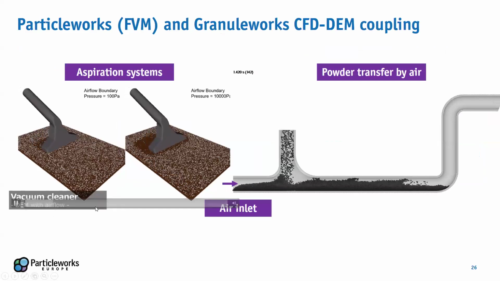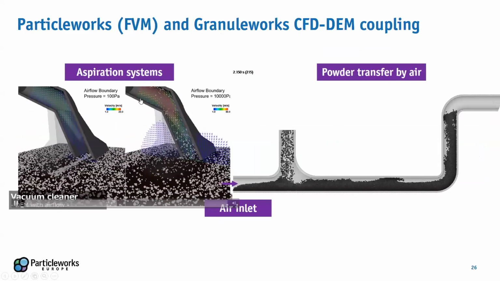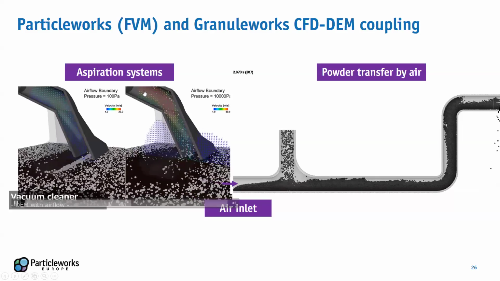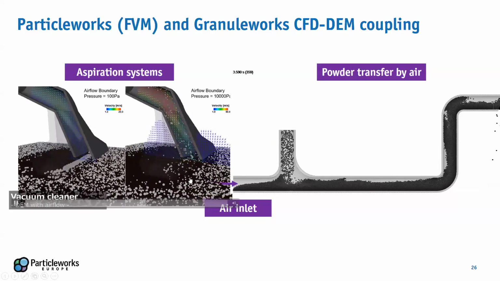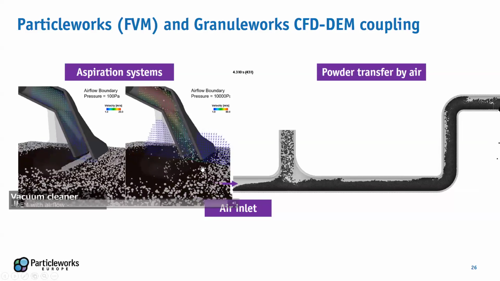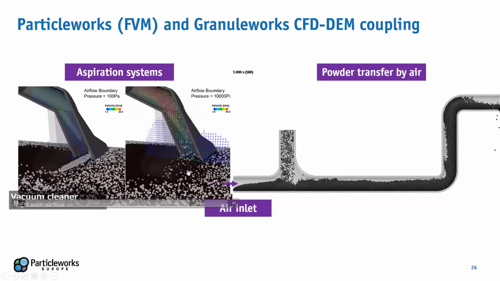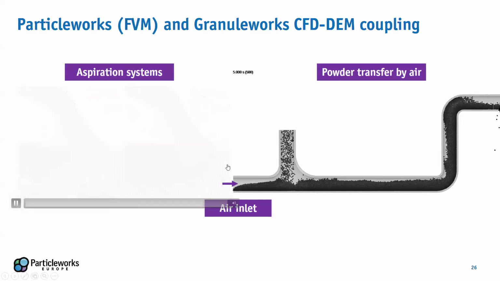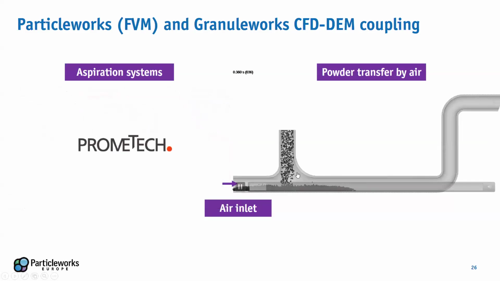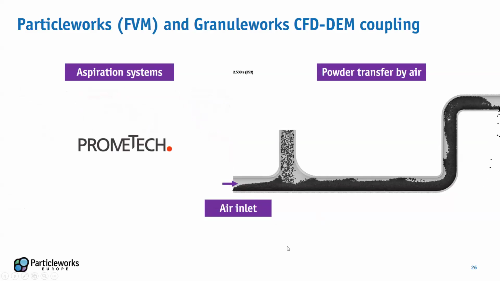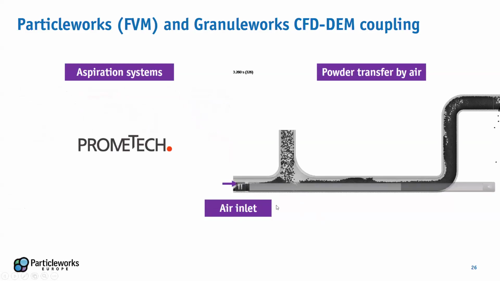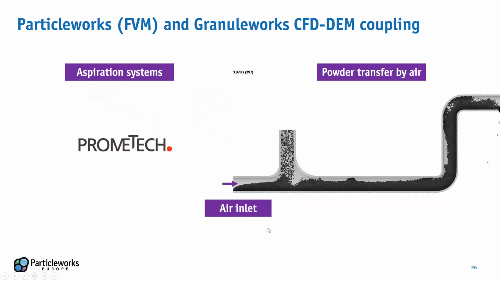A vacuum cleaner: we can apply an aspiration pressure at the top here, and we see the granulometry on the ground, and we see that with higher operating pressures, we have better aspiration. And on the right, we have a transport of powder with an air inlet here. So fully coupled air powder simulation without any issue.